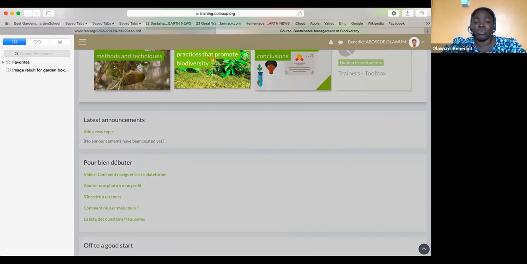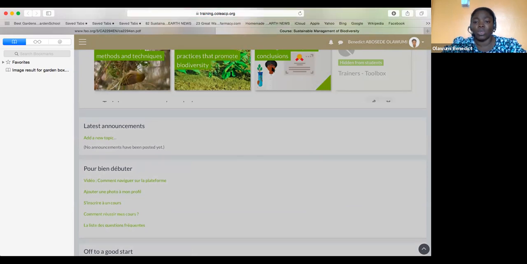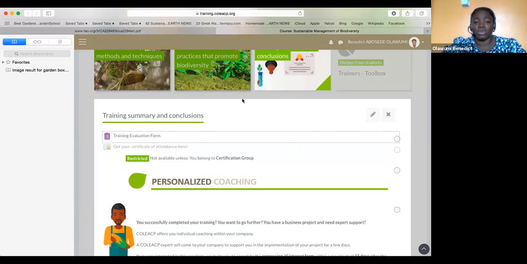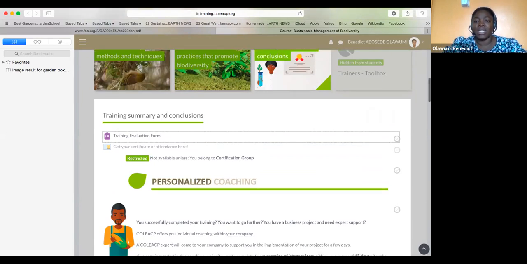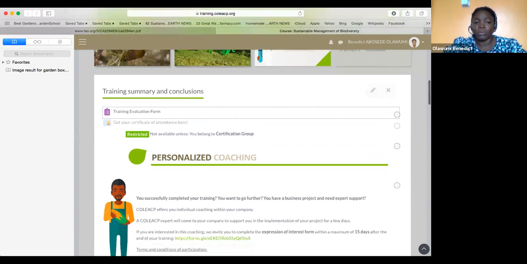Then I will move on to week 4 to remind us what we need to do. A lot of people have asked questions in week 4 about the assignment. The assignments are very, very straightforward. But I don't know what is happening. It's not loading. So let me go to the training summary and conclusion tab. It is just the tab after the week 4 cultivation practice that promotes biodiversity. The next tab after it is training summary and conclusion. Every participant must go to that tab, and you can see my cursor on the training evaluation form. You have to click this training evaluation form.